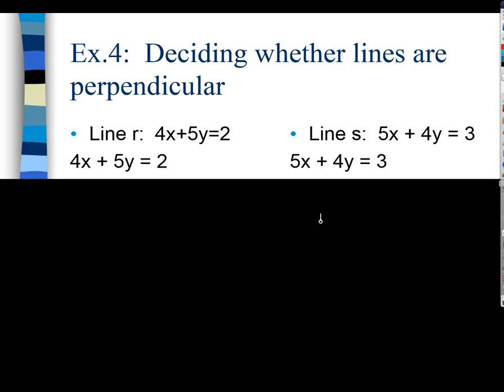Like that. Okay, this is a little bit tougher, right? This time they give us two lines and they're not written in slope-intercept form, and so it's a little harder to see the slope. So if I want to decide, and all I'm trying to do here is decide whether the lines are perpendicular, what do you think I probably should do? To find the slope, what could I do?